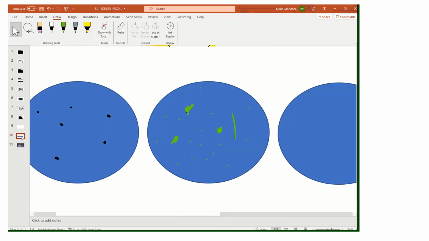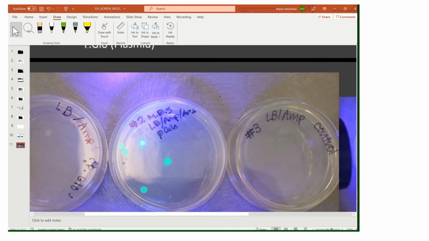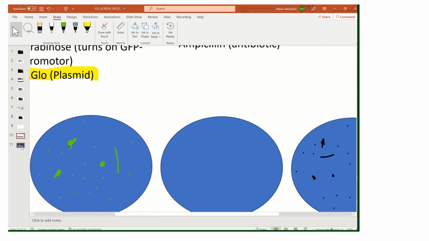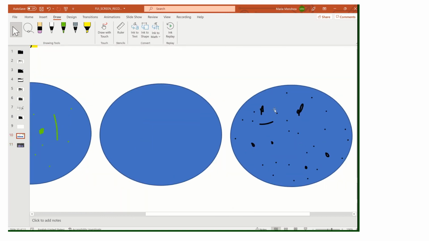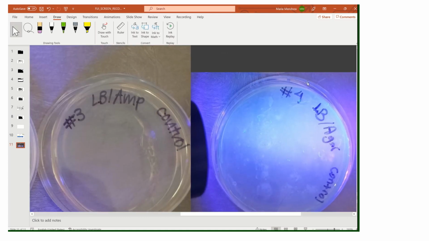For dish number two, we were expecting fluorescence, and that's what we got. We have transformed fluorescent colonies. For dish number three, it was our control, where we were expecting no growth, because the ampicillin killed the bacteria. And that's exactly what we saw. We saw no colonies. And then for dish number four, that was our positive control, and it was just bacteria with food. So we were expecting a lot of growth, and that is what we observed.